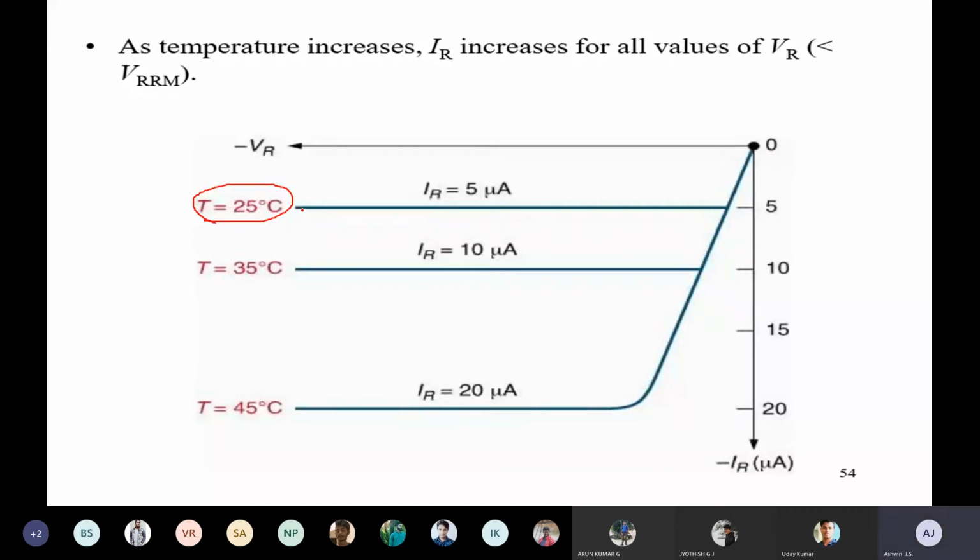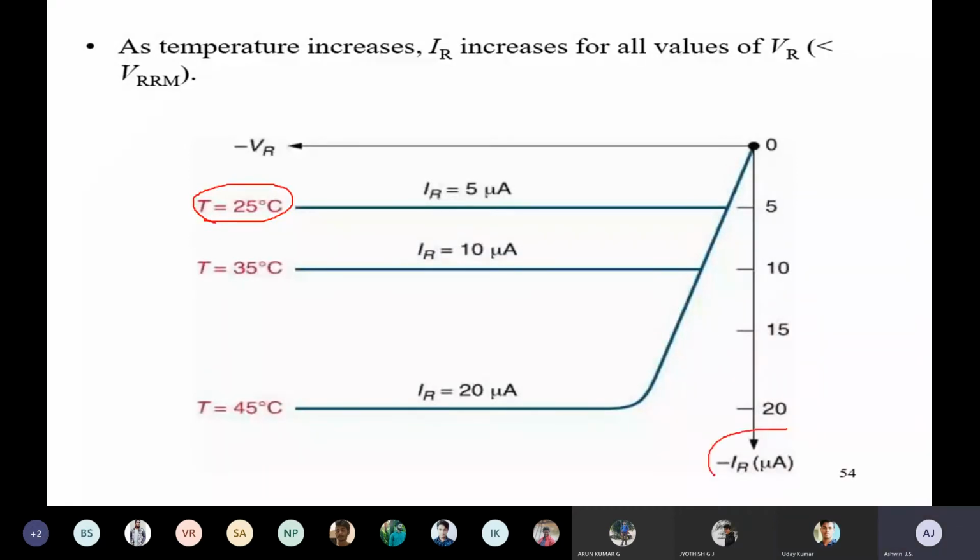What is the current I'm getting? I'm achieving. Anyone? Guys, are you there? Yes, sir. Yeah. At 25 degrees Celsius, what is the current flow?